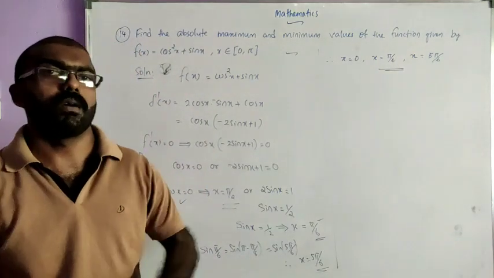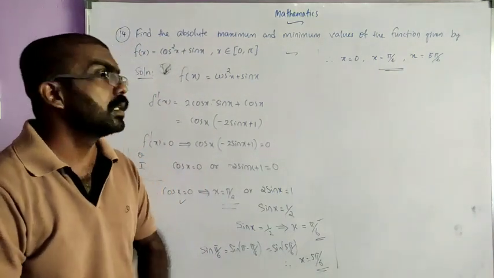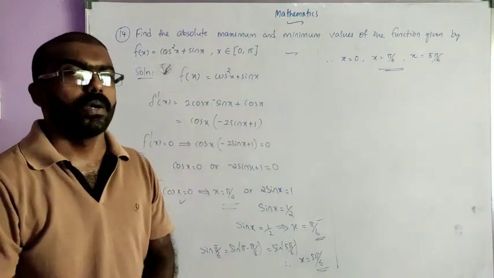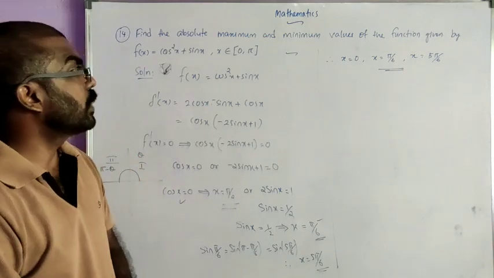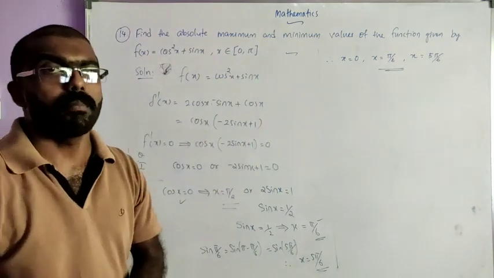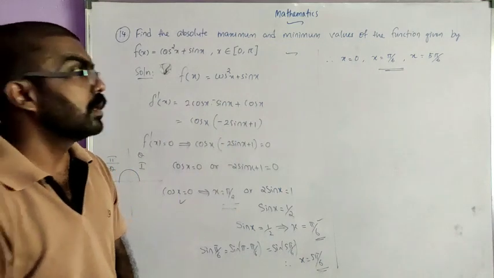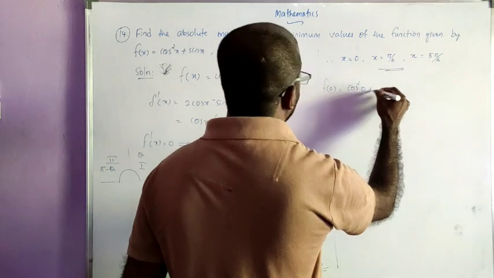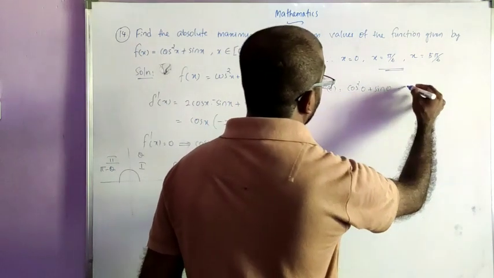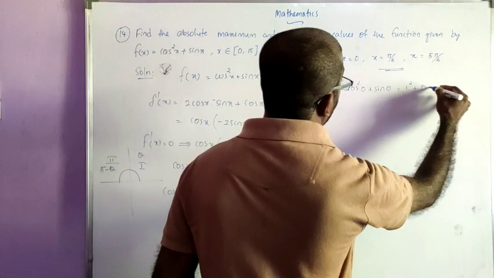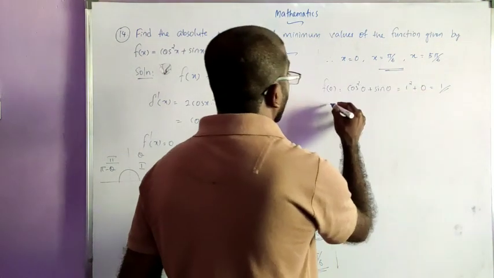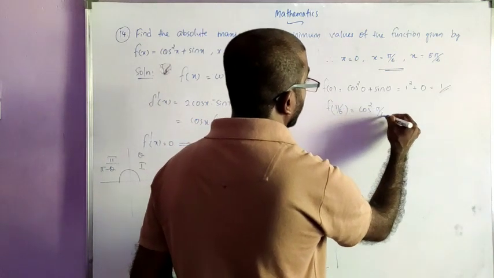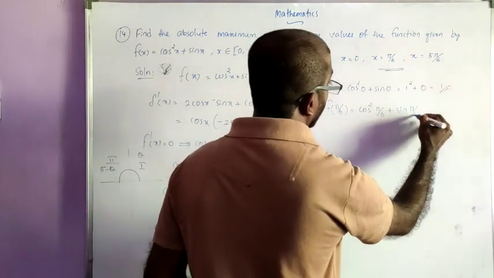Now we have to find the values of f of x when x equals 0, x equals pi by 6 and x equals 5 pi by 6. Along with that we have to find the values at 0 and pi, and we can compare the values. First of all we find f of 0. Here it is cos square 0 plus sin 0. Cos 0 is 1, so 1 square plus sin 0 which is 0, so 1 plus 0 is 1. Then f of pi by 6, which is equal to cos square pi by 6 plus sin pi by 6.